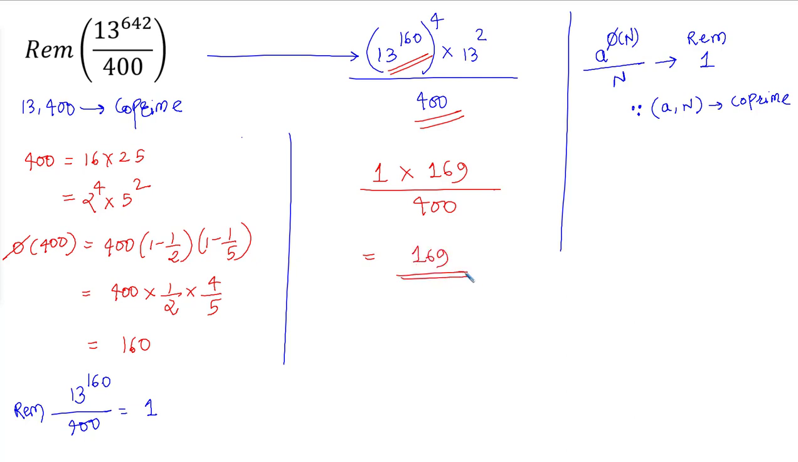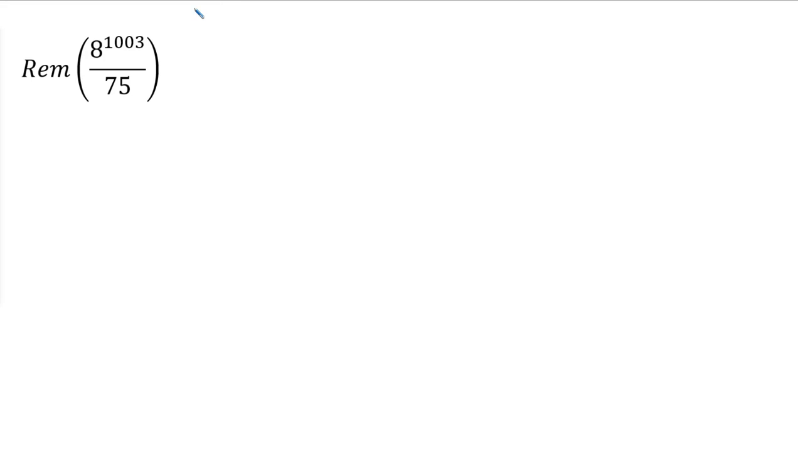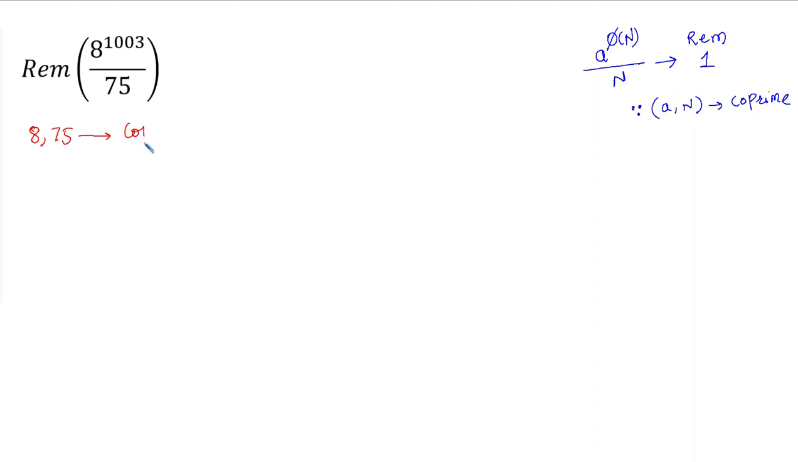Okay everyone, let's have a look at the next question, this one. Over here we are dividing it by 75. So let's first identify that 8, 75 represent a co-prime pair. We are dividing it by 75, we need to find the Euler of 75, that is equal to how much? 5 square into 3.